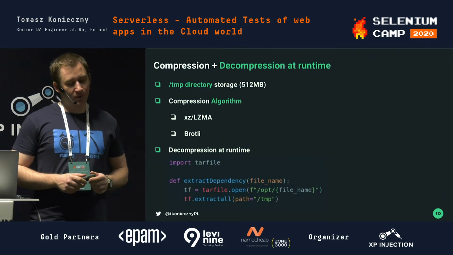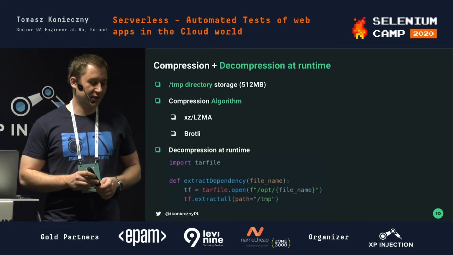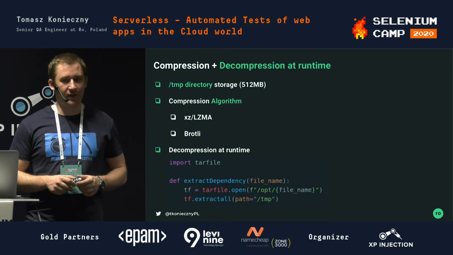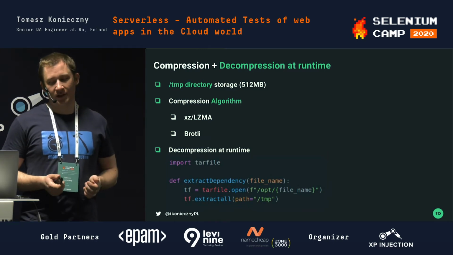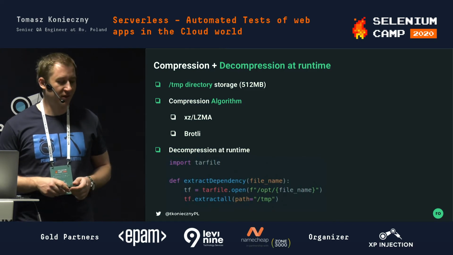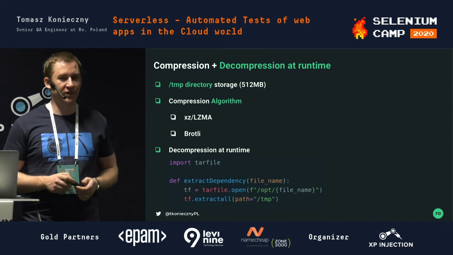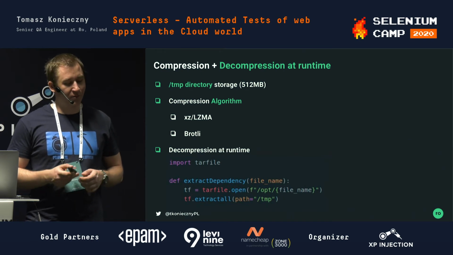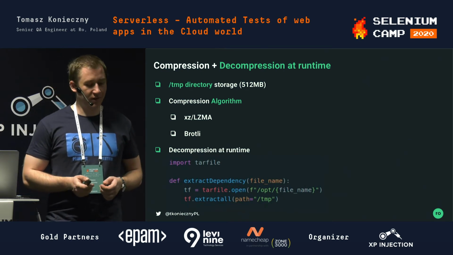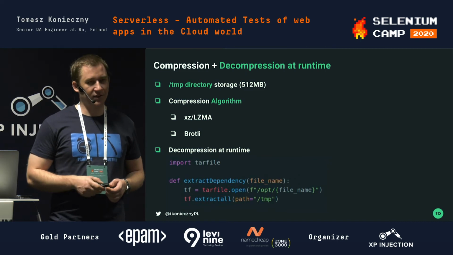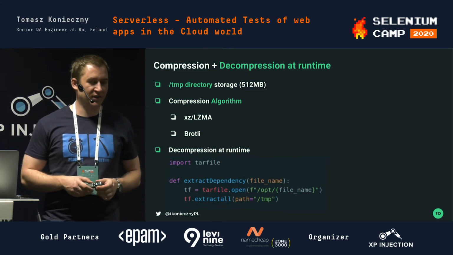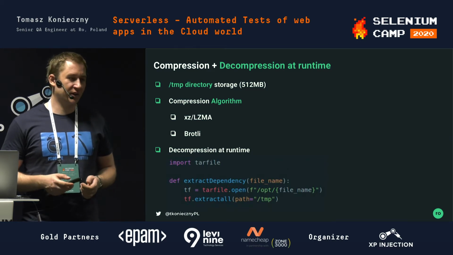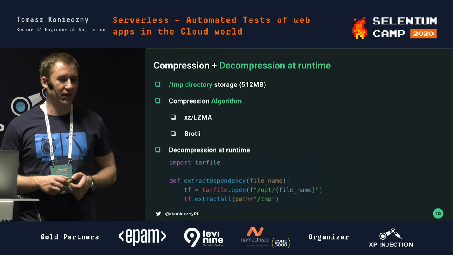And I found two algorithms that are really great here, XZ or LZMA, or broadly. We don't care here about compression time because we will deploy it when, for example, a new browser version is released, so that's not that often. But the decompression time is really important here. So in both of these cases, it takes about a second to decompress the whole browser binary at the Lambda function, and I'm basically doing it every time I deploy a new function.